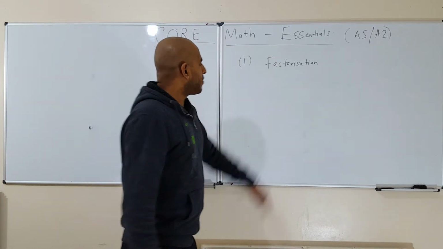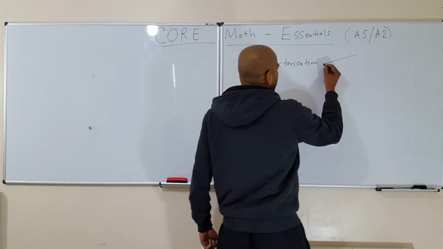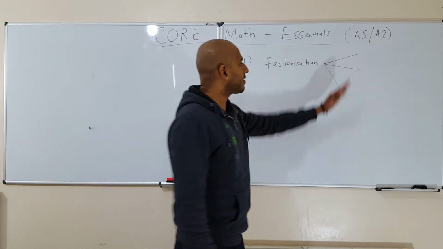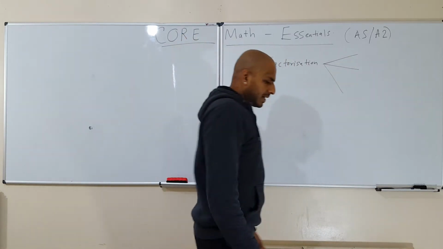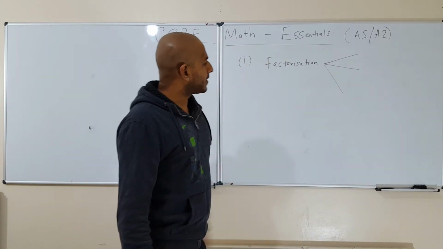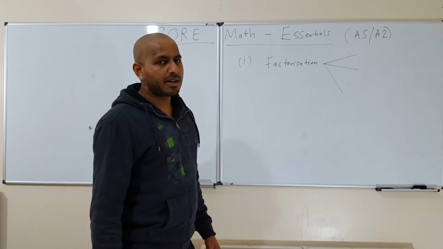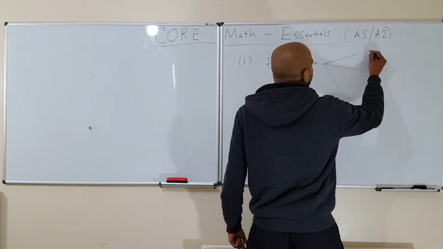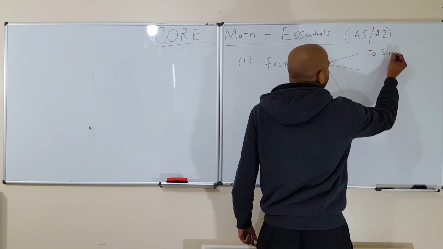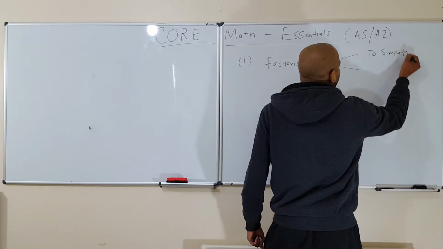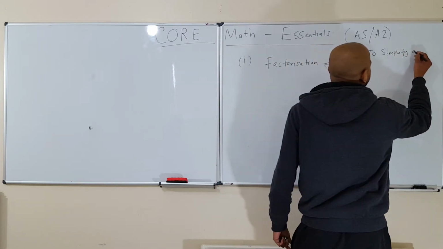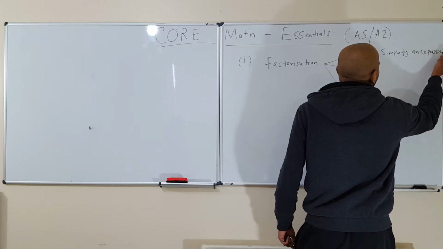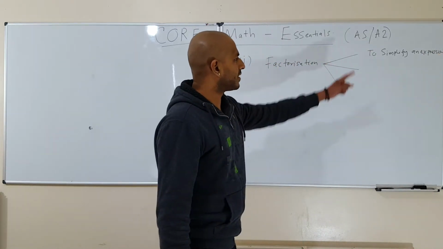Why is this very important? Factorization is important at least in these areas. It can be used in many areas, but these are the main areas. I think one of the areas we can use factorization is just to simplify an expression. Quite important. To simplify an expression.